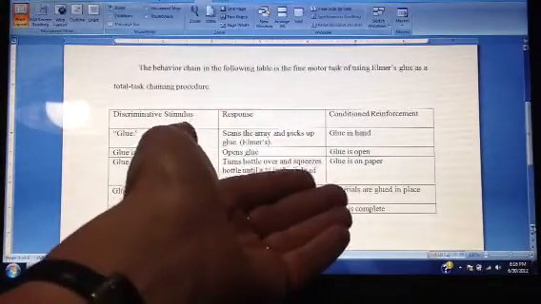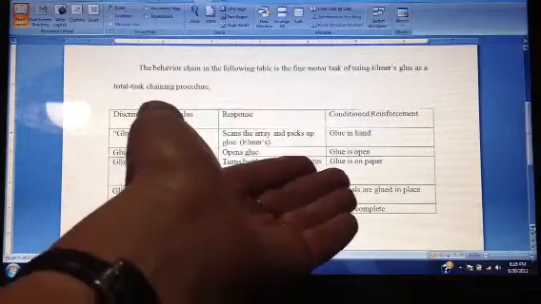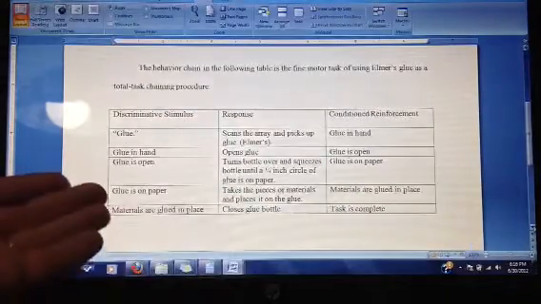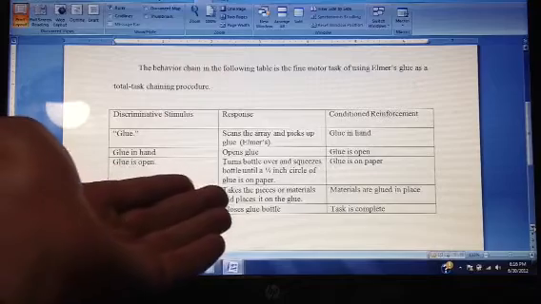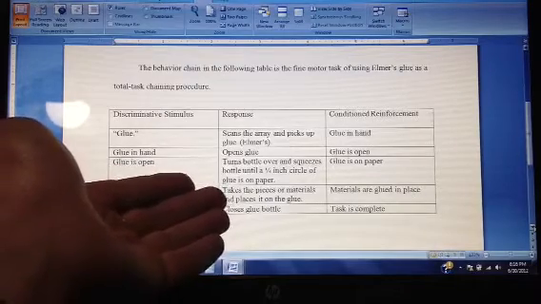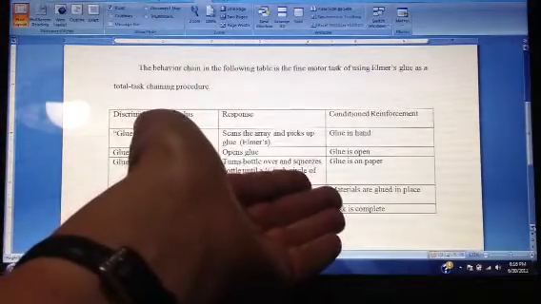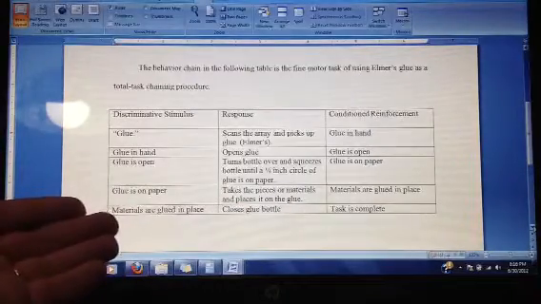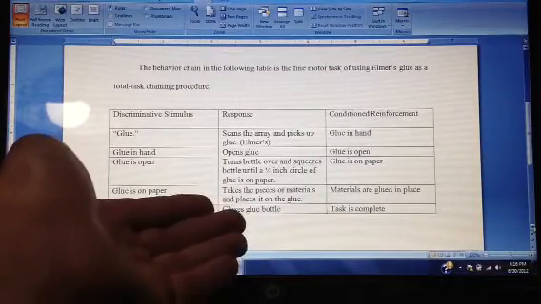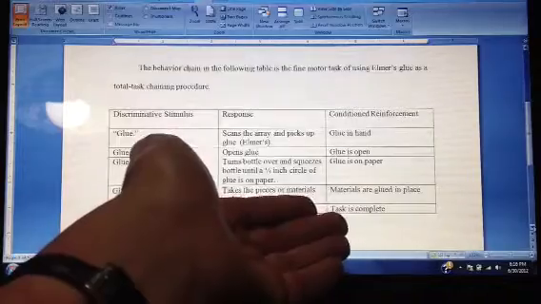Of course, what's the result of that? The glue's on the paper. When they see the glue's on the paper, they next take the pieces or material and put it on the glue. The result is the material's glued in place. Upon seeing the materials are glued in place, they close the glue bottle and the task is complete.